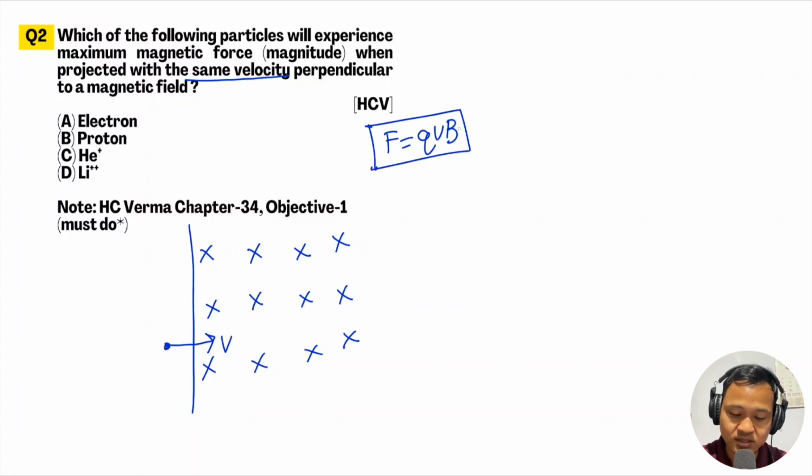So that means B is constant and v is also the same for all. The only difference is the charge. So you have to see the charge. The electron's charge is negative e. The proton is positive e. Helium plus.